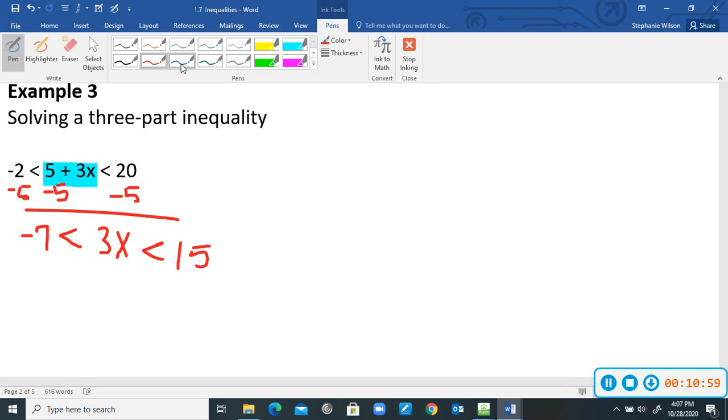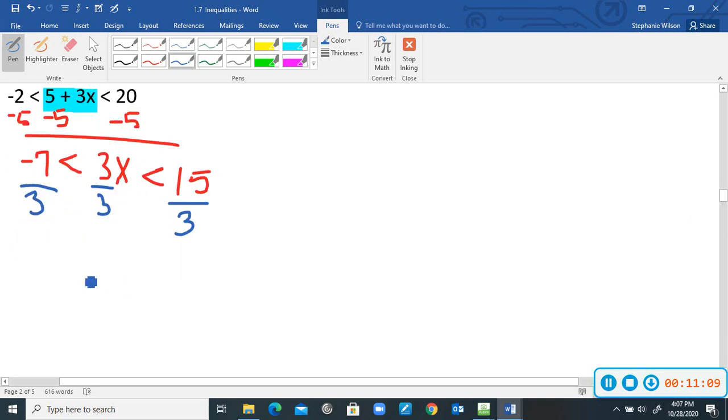So now I'm going to divide by 3, and since it's a positive 3, we're not flipping the inequality signs, okay? So don't forget that. If it is negative, you've got to flip them. So now I got -7/3 less than x less than 5, since 3 goes into 15 5 times.